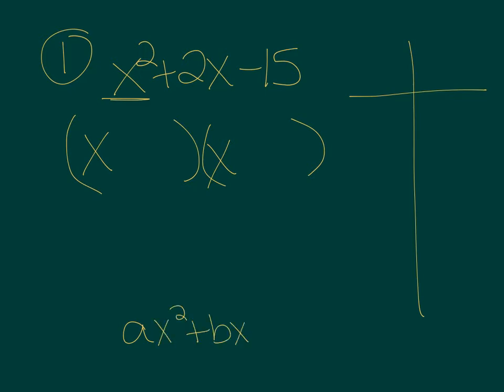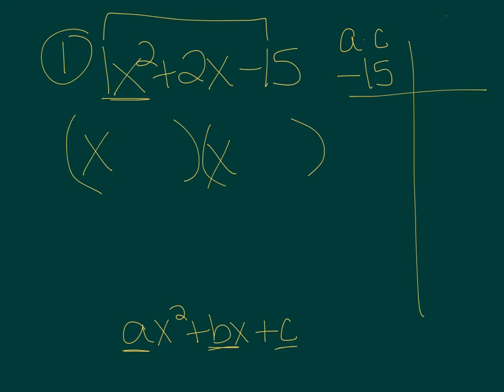our equation is ax squared plus bx plus c. So a is in front of the x squared term, b is in front of the x, and then c is the number that doesn't have a variable with it. So what I'm going to do is take my a times my c. So remember that a is 1. So I'm going to take 1 times negative 15 and I get negative 15. So that's going to go in my first column.